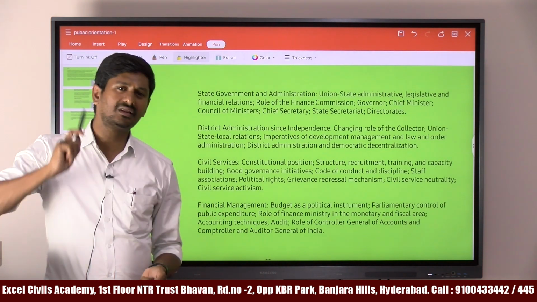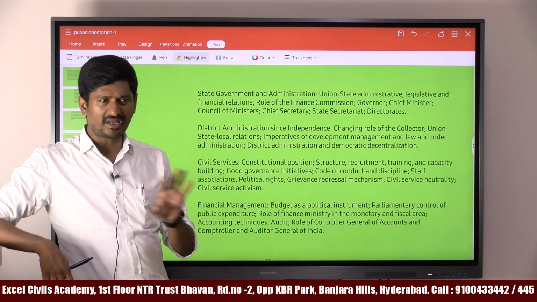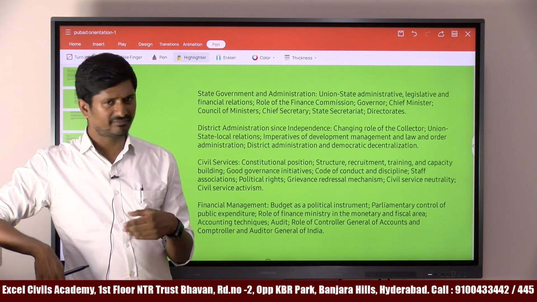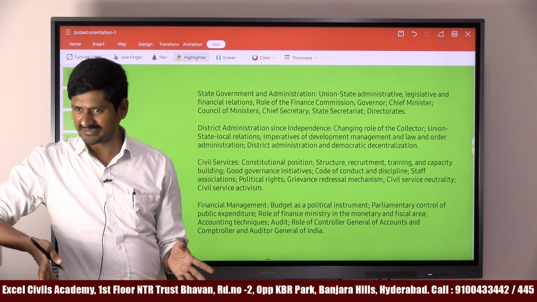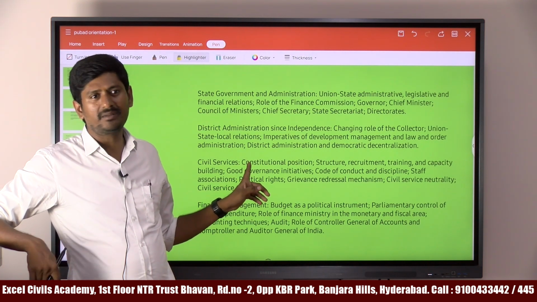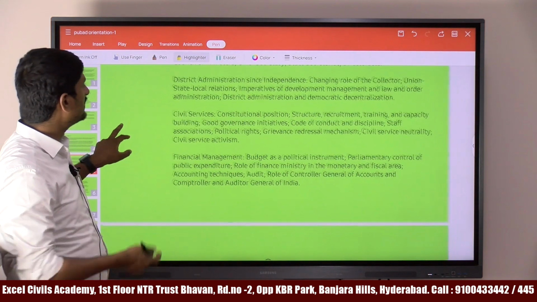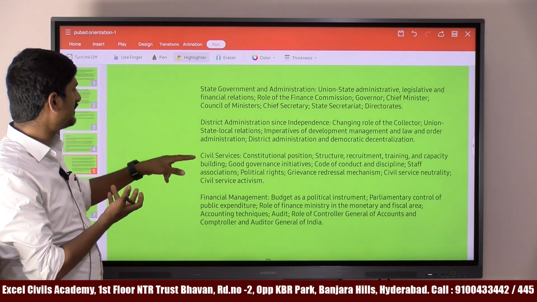Now suppose you take anthropology or sociology; none of it has direct relevance to general studies. Definitely they will claim this also covers GS, it seems, but you can't find the same verbatim in the other optionals. Okay, likewise district administration, the changing role of the district collector.